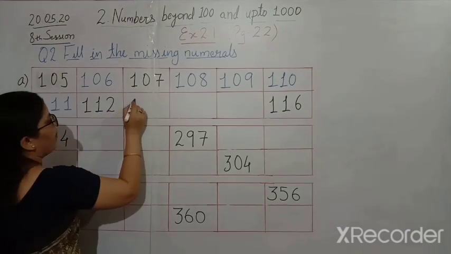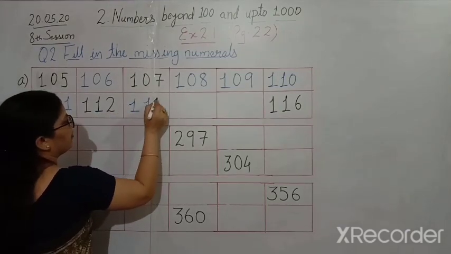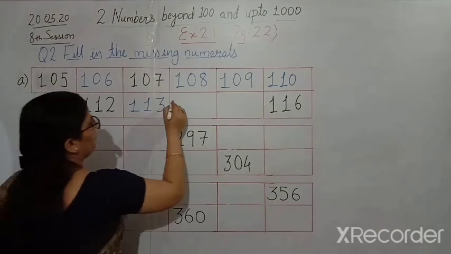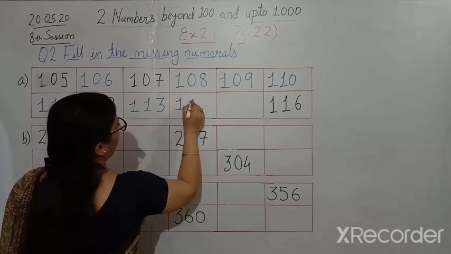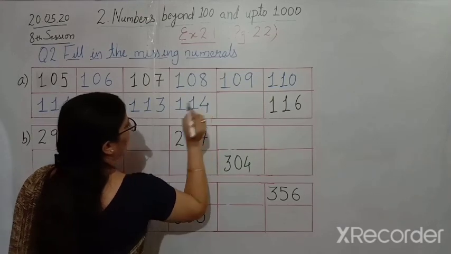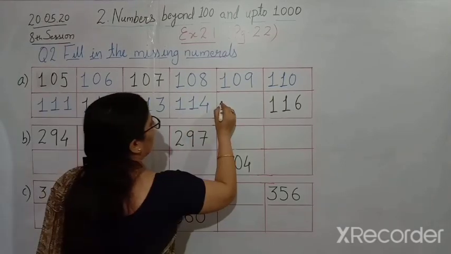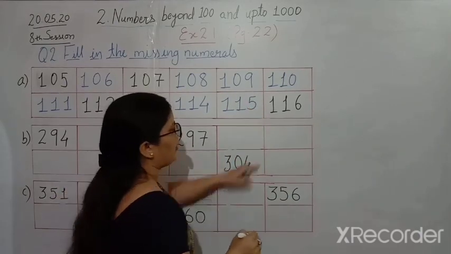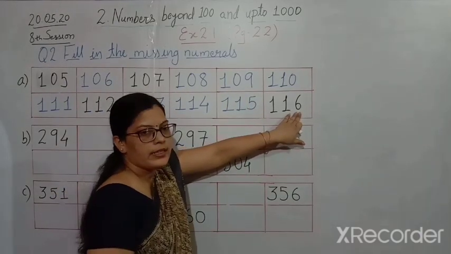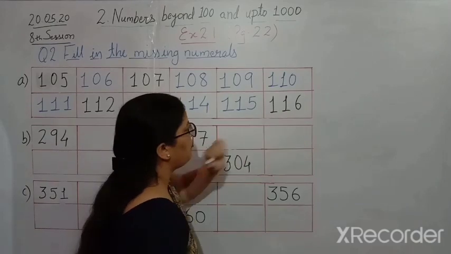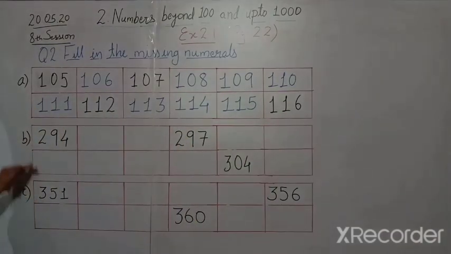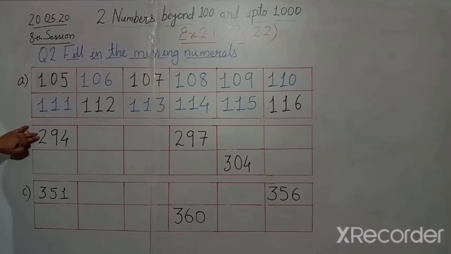Now 113, then 114, 115, and then 116 is given. Got it? Now next question.